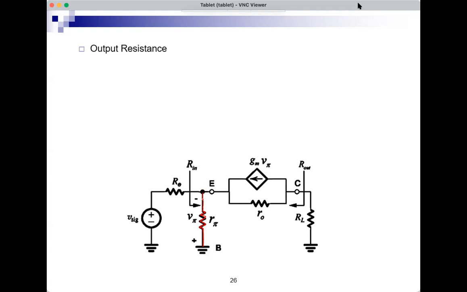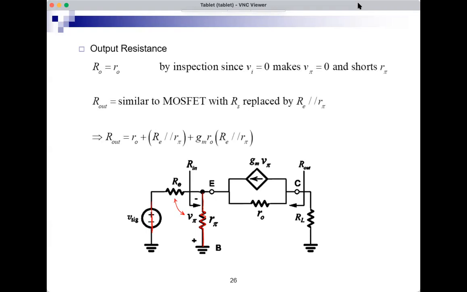If I want to calculate R out, it is the output resistance when we set V sig to 0. If I set V sig to 0, now I have Re there and R pi. But if I set V sig to 0 for R out calculation, I short this. Re and R pi become in parallel. And they behave like R sig in the common gate case. So I can easily recycle the results.